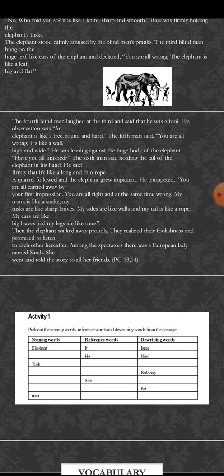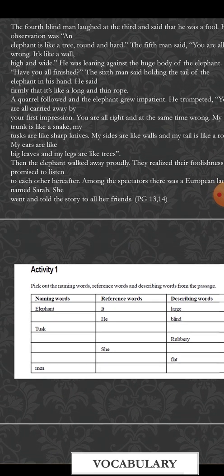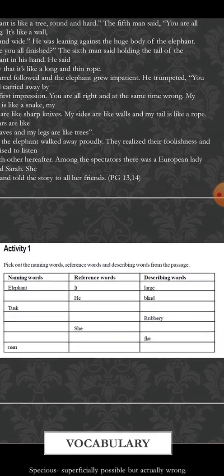Now, pick out the naming words, reference words, and describing words from the passage. So, this is an activity. In this activity, you have to name. What are the naming words? Naming words are, guess, you're right, nouns. Nouns are naming words. So, what are the other nouns here? Elephant, ear. Ear is a noun. Then there is tusk. Then there are leaves. Then there are trees. Then there is Sarah. All of these are naming words.